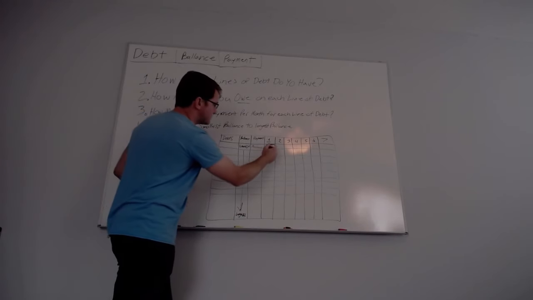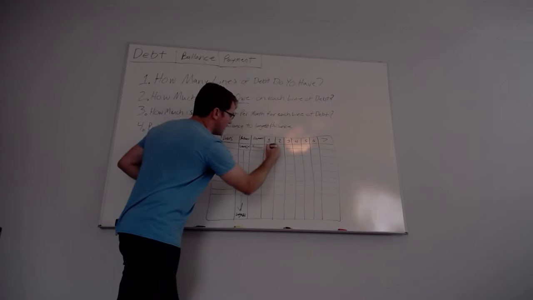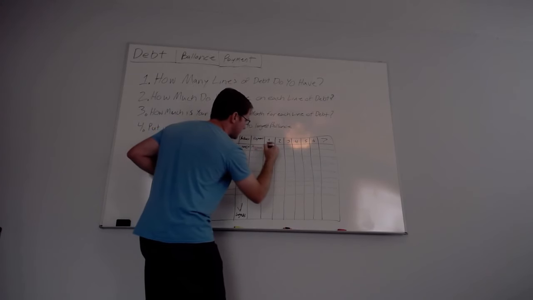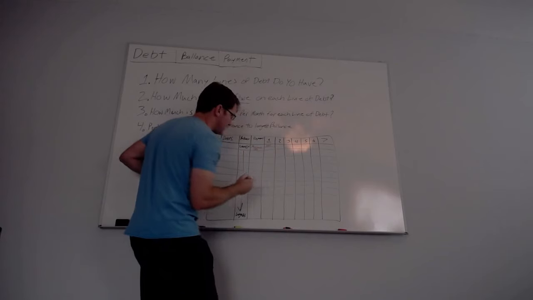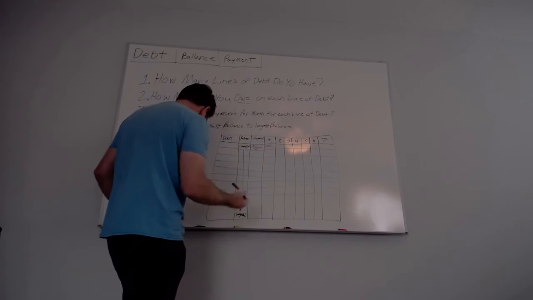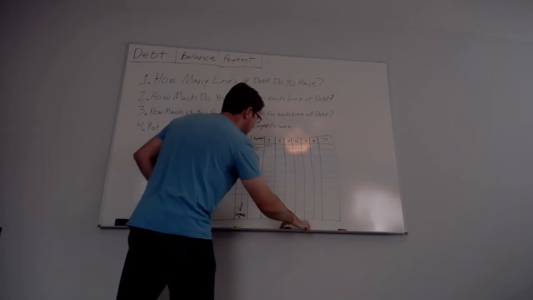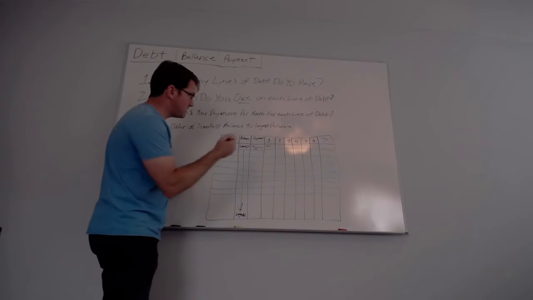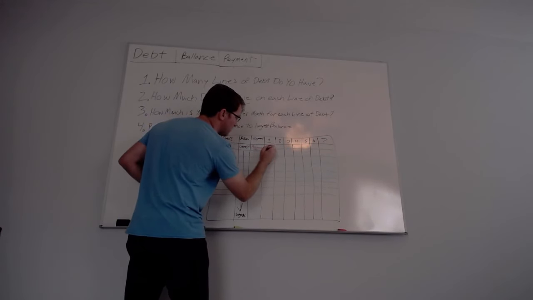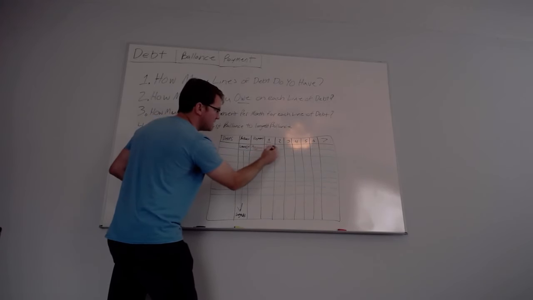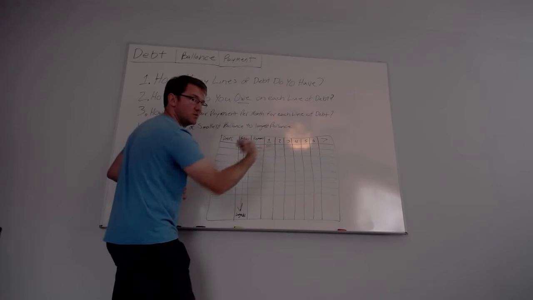So say your minimum on this one was $100. You're going to add $200 towards it, so you're going to send in $300. And then you do a little line. When you get the statement in next month, I want you to put in what the balance is right underneath it after that $300, because part of that's going to go to interest. So you want to know what the new balance is.